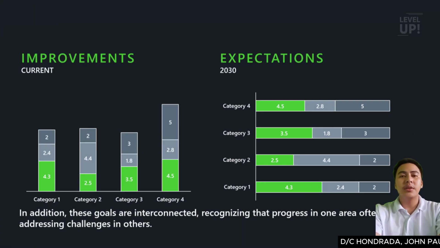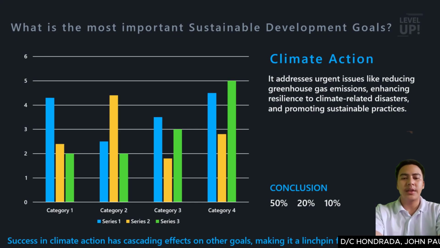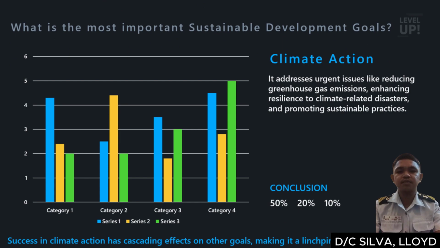So, in addition, these goals are interconnected, recognizing that progress in one area often relies on addressing challenges in others. Achieving the SDGs requires collaboration among government, businesses, civil society, and individuals worldwide. The agenda encourages a holistic and integrated approach to development that balances the economic, social, and environmental dimensions. That's all. Thank you. I'm here to tackle a sustainable development goal.